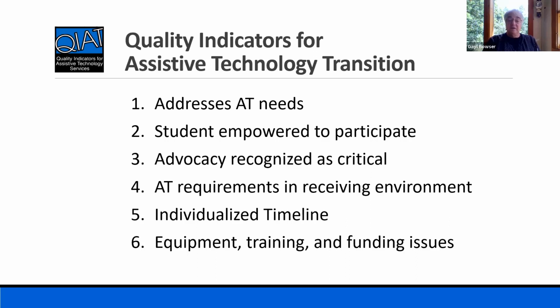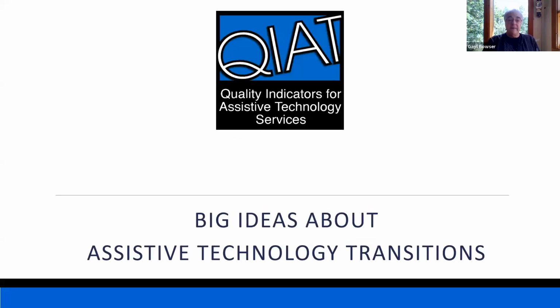The final indicator, equipment, training, and funding issues need to be addressed, is the one that people tend to think of first when they think about assistive technology transitions. And what we know is that while those areas are important, knowing how to move the equipment and who's going to pay for it and what kind of training the new staff needs are important, it's critical that the first 5 indicators are also addressed in a transition plan for a student who uses assistive technology.